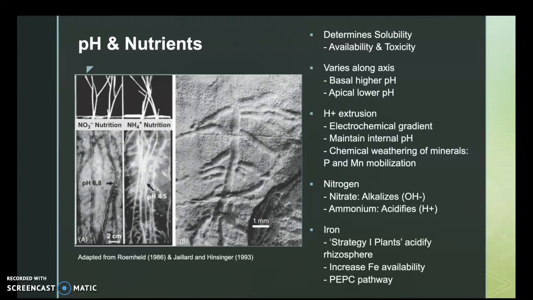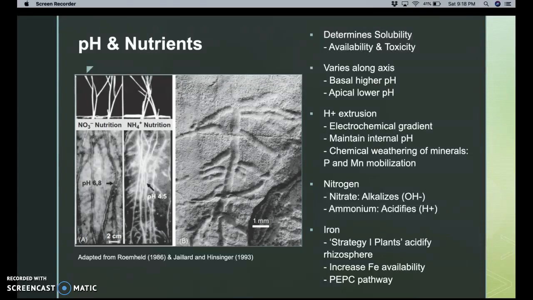Along the root axis, the apical region is characteristically acidic, while the basal zone is more alkaline. In order to create the electrochemical gradient required for nutrient uptake and maintenance of its own internal pH, plants release protons into the rhizosphere. This acidification adds to the chemical weathering of minerals, assisting in the mobilization of nutrients like phosphorus and manganese. In some instances, such as the uptake of nitrate and other negatively charged particles, roots can alkalinize the rhizosphere with the release of hydroxide.